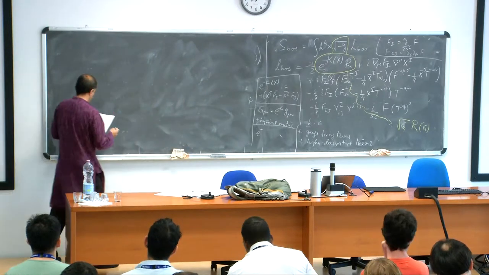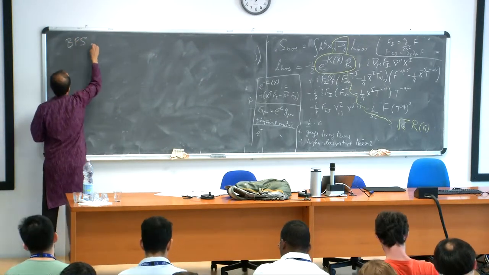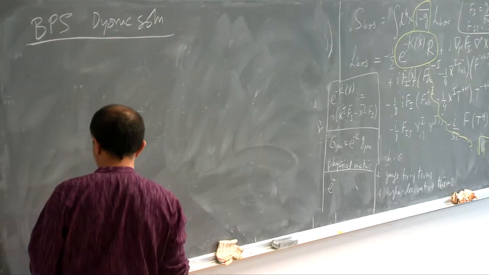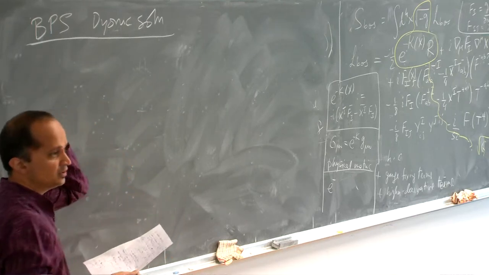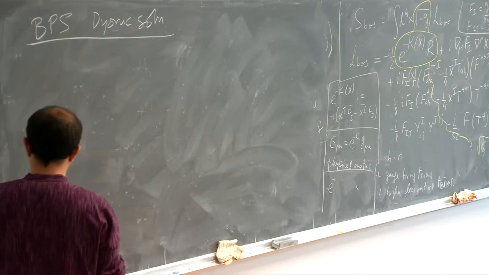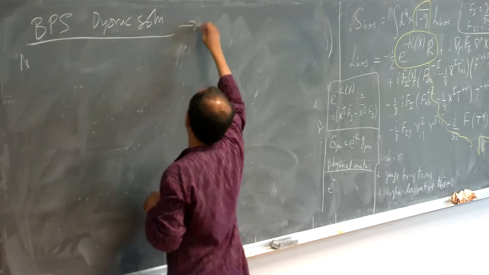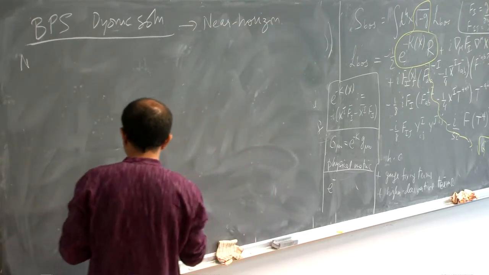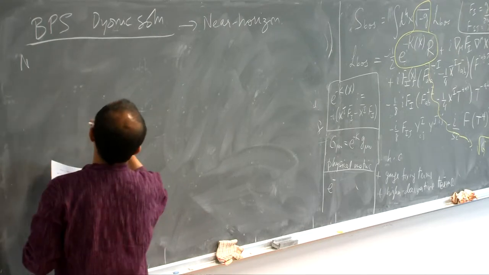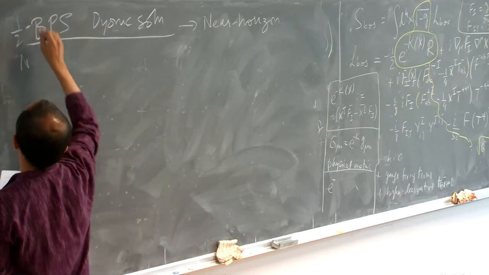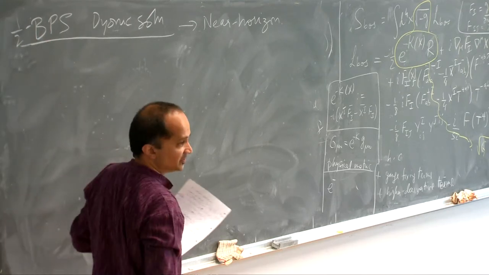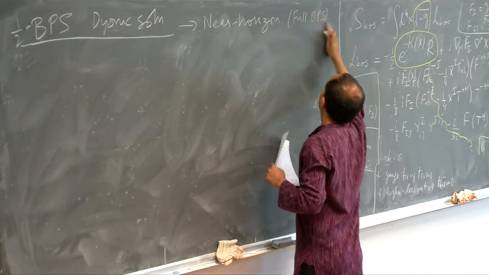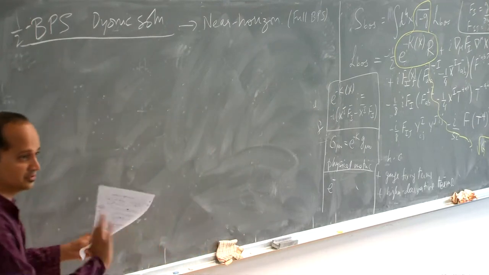Okay, so now I'm going to talk about this action. There is a BPS dyonic solution, and we're just going to go directly near horizon, according to yesterday's philosophy. The BPS is actually 1/2 BPS, so it preserves 4 of the 8 supercharges, and the near horizon geometry actually is a fully BPS solution in its own right. You can just decouple it.